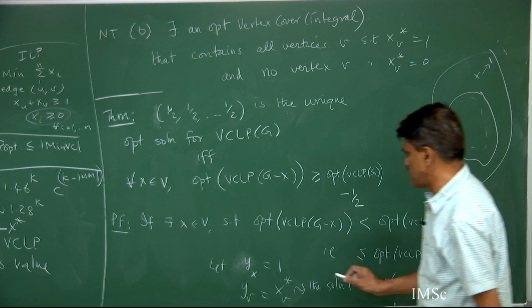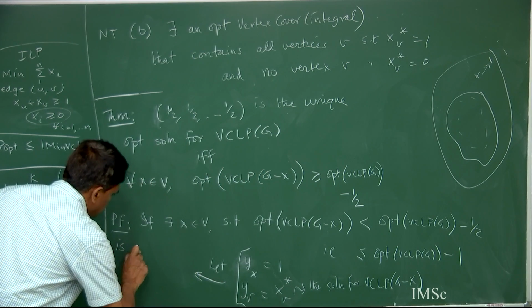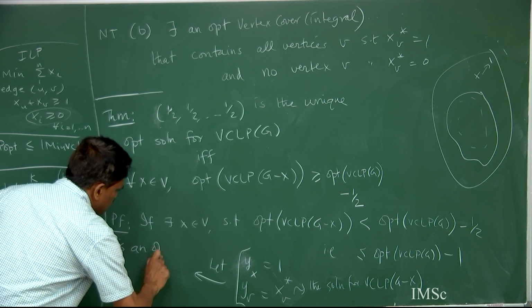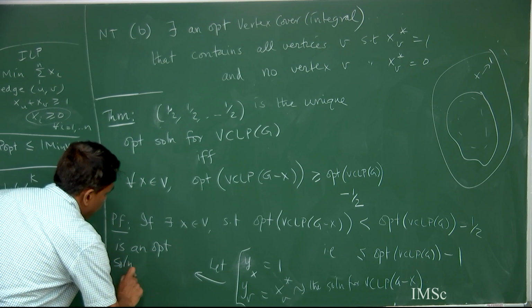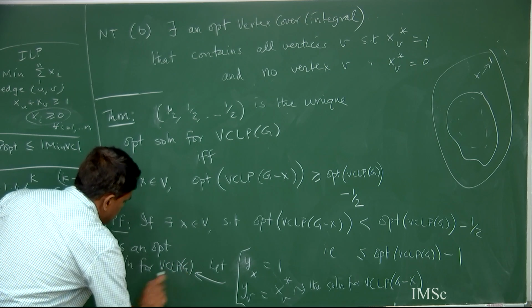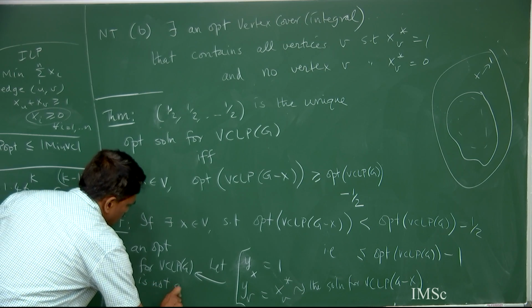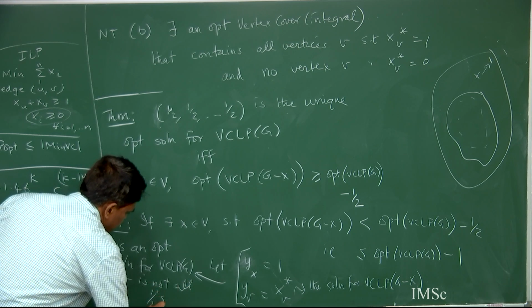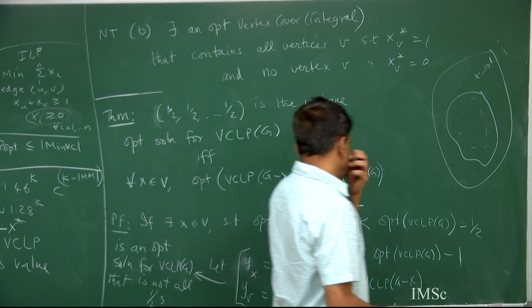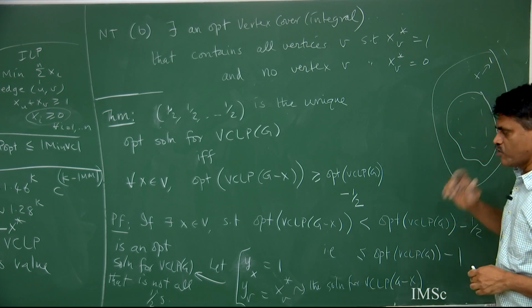Now, this is an opt solution for BCLP(G), and that is not all halves. So, I will show the other direction later, but now let me just get to the algorithm.